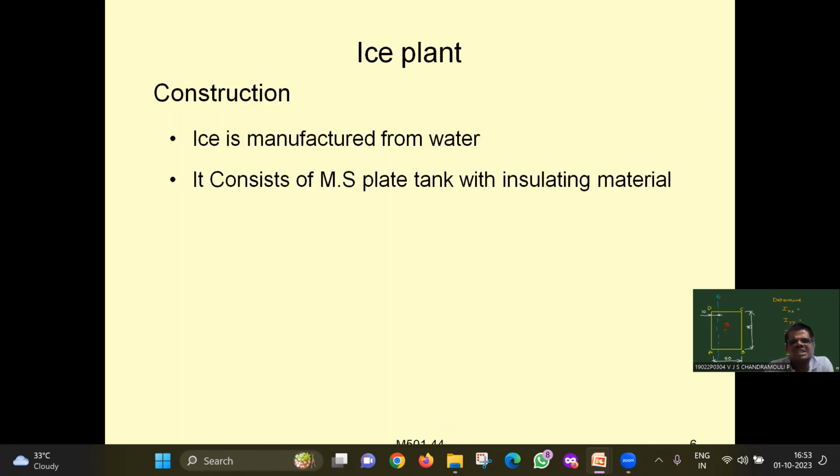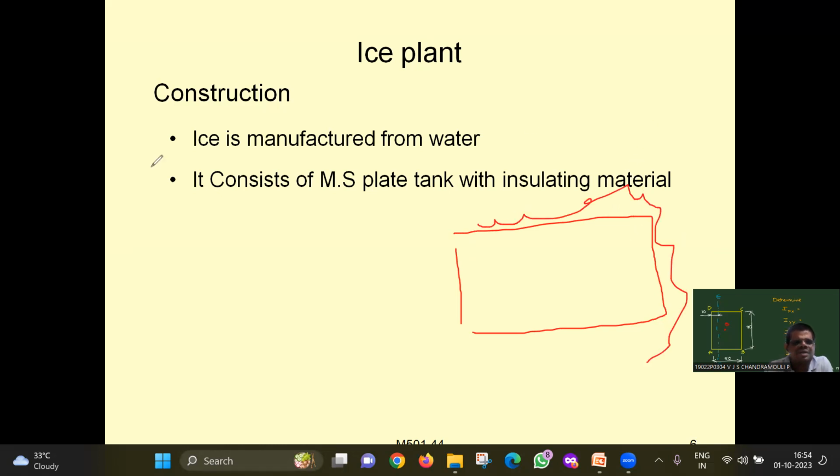It consists of an MS plate tank. The MS plate tank, as we have just seen, is in this shape. Just a second. So this is an MS plate tank, and it consists of insulation material around it.